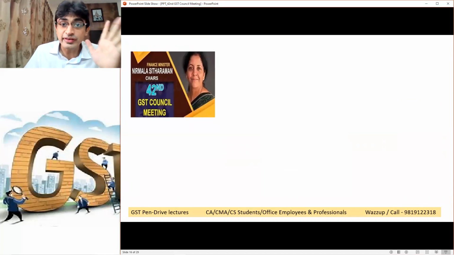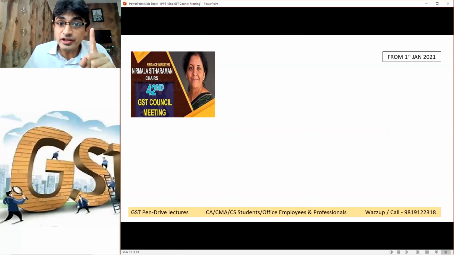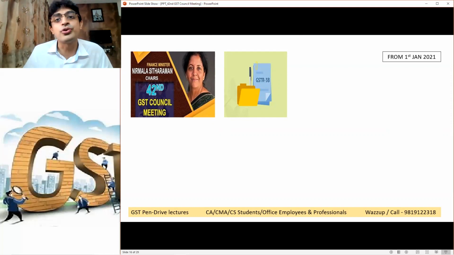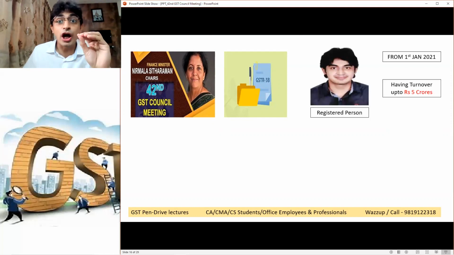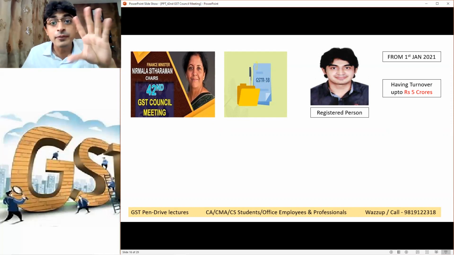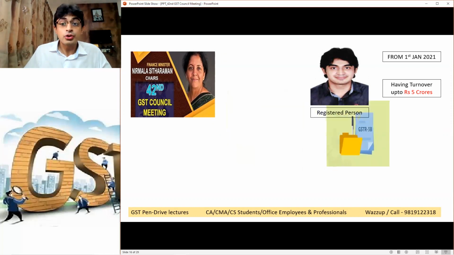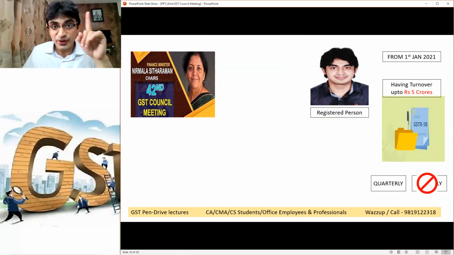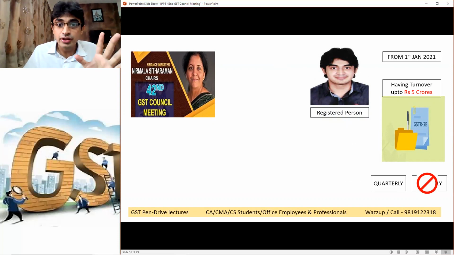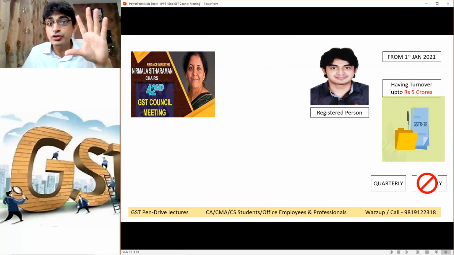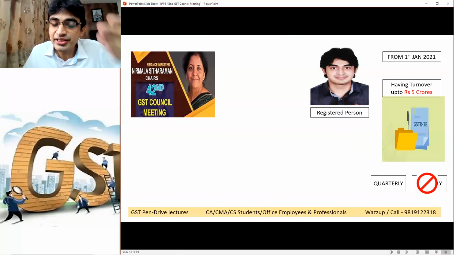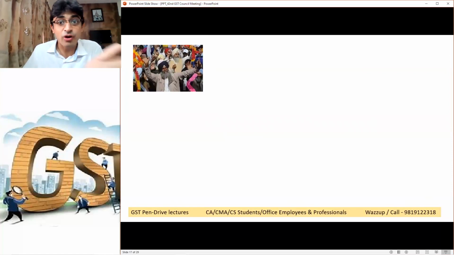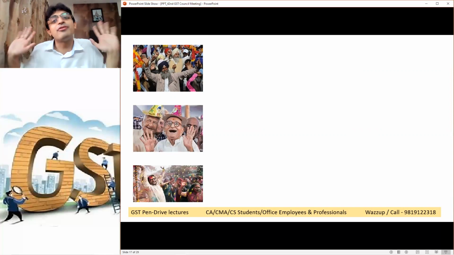So that's why in the 42nd GST Council meeting, government is planning from 1st of Jan 2021 that GSTR3B in future, every registered person having turnover up to 5 crores has an option to file GSTR3B quarterly, not monthly. So now from 1st of Jan 2021, every registered person whose turnover is up to 5 crore can file GST returns quarterly. This is the biggest update. So all the taxpayers, all the clients are now going to call. They are so happy that we are relaxed.